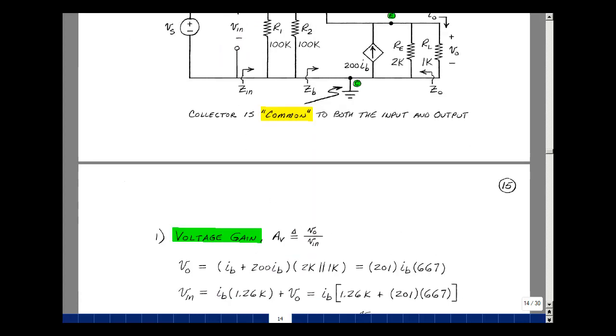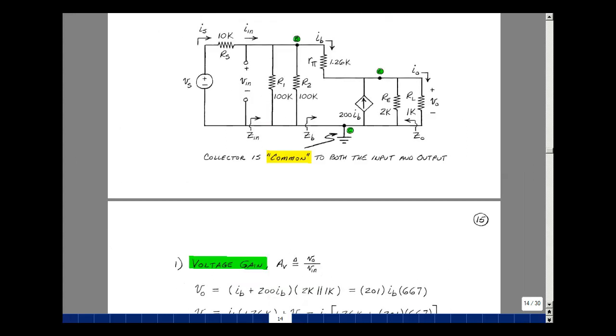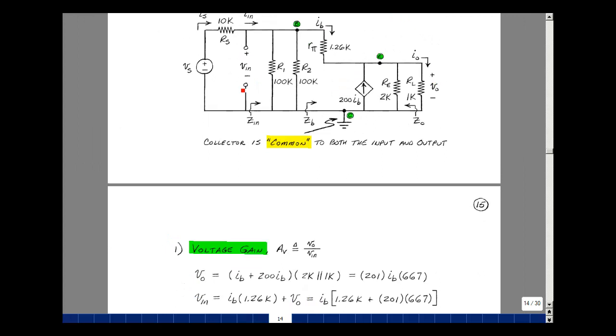Let's calculate our 5 amplifier parameters of voltage gain, input impedance, current gain, power gain, and output impedance. Make this a little bit smaller so you can see the schematic and the analysis. So we're solving for V out in terms of V in, but what's V out? Well, it's going to be these two resistors in parallel and the current that flows into that parallel combination. We've got I sub B and 200 I sub B. That's 201 I sub B. Parallel combination of these two is 667.